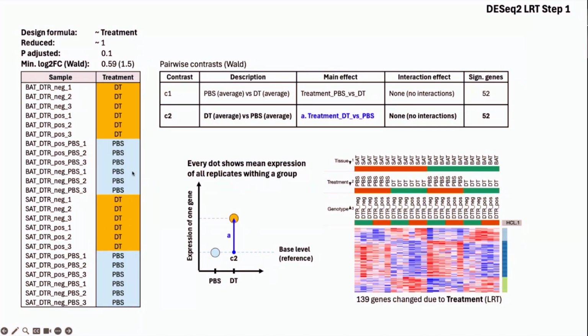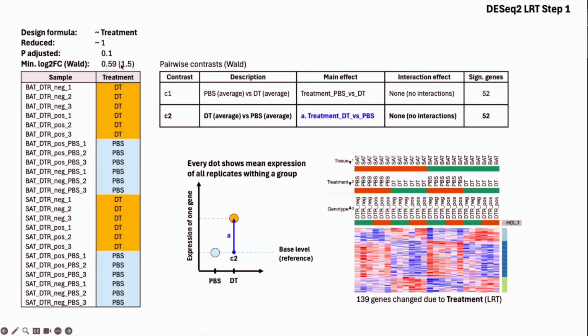So let's say we have 24 samples that are grouped only by treatment. So we have two groups, samples with DT injection and samples with PBS injection. When we run the LRT test, the design formula includes only treatment. The reduced formula includes nothing. Then from the results of all of the differentially expressed genes we want to filter by p-adjusted 0.1. So on this heat map, we see all of the genes that changed due to the difference between the design and reduced formula. And we have the log2 fold change also with the likelihood ratio test?